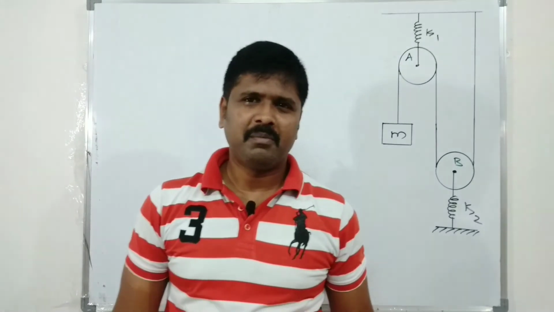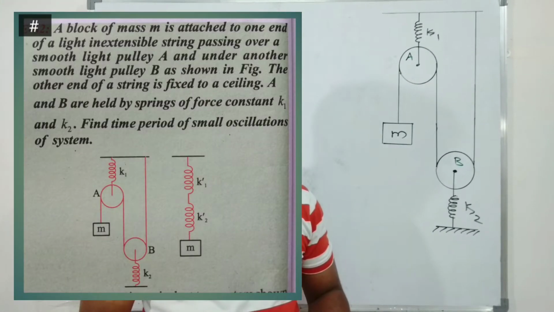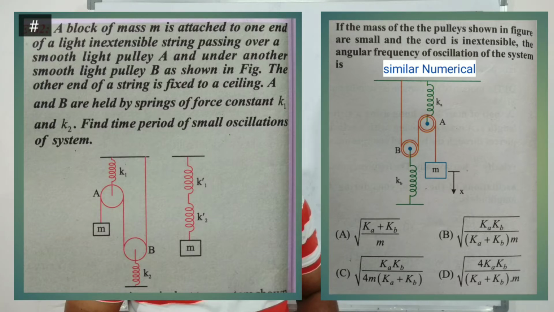Continuation numerical from the oscillation. For this, a block of mass m is attached to one end of a light inextensible string passing over a smooth light pulley A and another smooth light pulley B as shown in the figure. The other end of the string is fixed to a ceiling. A and B are held by springs of force constant K1 and K2. Find the time period of small oscillation of the system.